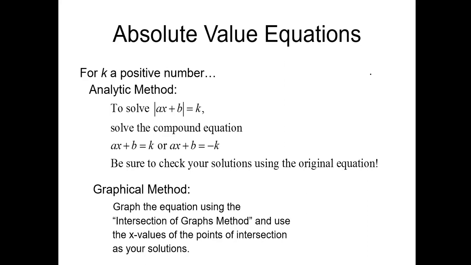If you have the absolute value of some expression and it equals a positive number, you have to consider that what's inside of the absolute value can be positive or negative. It's just that the final answer when you're all done has to be positive. So you have to set up a compound equation. You have to set up the scenario where this ax plus b equals whatever k is, which will be non-negative, or what if ax plus b in here is negative? You got to set up both scenarios. And then you got to make sure you check your solutions using the original equation.